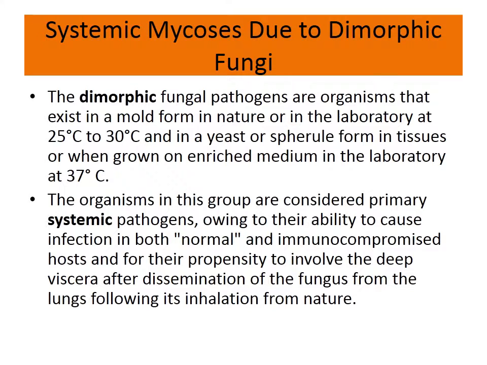As we've been discussing earlier, the dimorphic nature of these fungi that causes systemic mycosis, and they basically are acting in two different forms at two different temperatures. So when we have to isolate them, we isolate them in a different form, and then we grow them in a different form. And the whole group are considered as primary systemic pathogens. The reason is that they have this ability to cause infection in both normal and immunocompromised hosts.